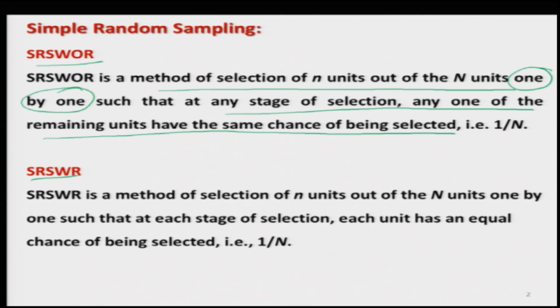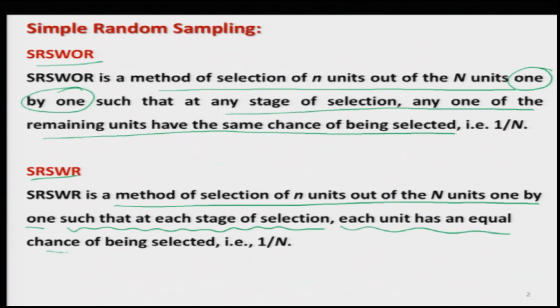And in case of simple random sampling with replacement, this is also a method of selection of small n units out of capital N units one by one. But in this case, the units are drawn such that at each stage of selection, each unit has an equal chance of being selected, and in both the cases, the probability of selection of a unit at any stage or at every stage will always remain the same as 1 upon N. In this lecture, I will try to show you how this comes out to be 1 by N in case of SRSWOR, whereas in the case of SRSWR, this is straightforward, this is obvious.